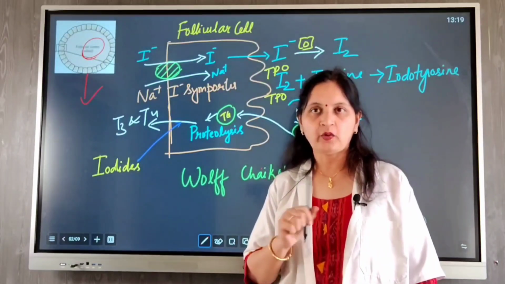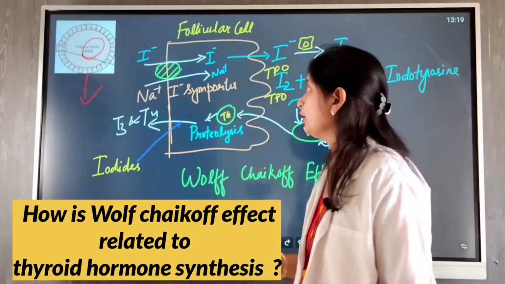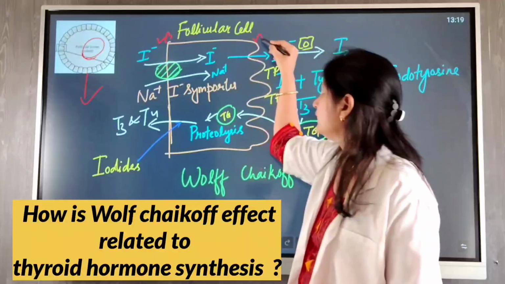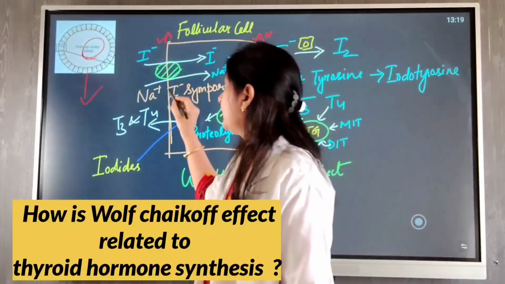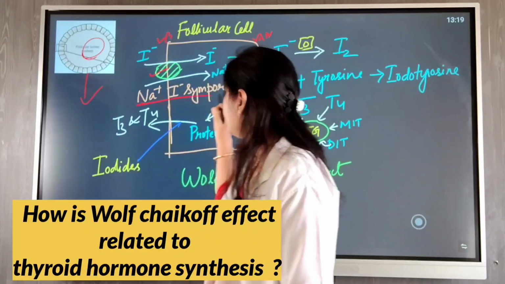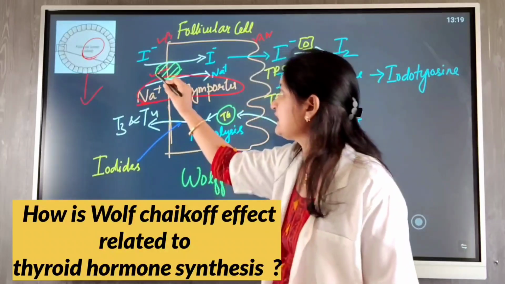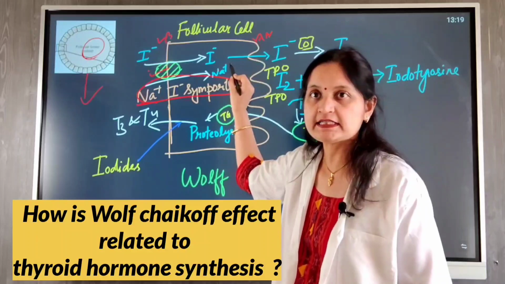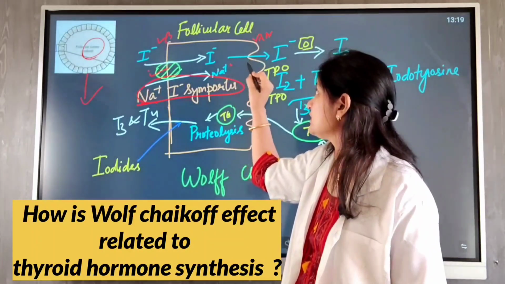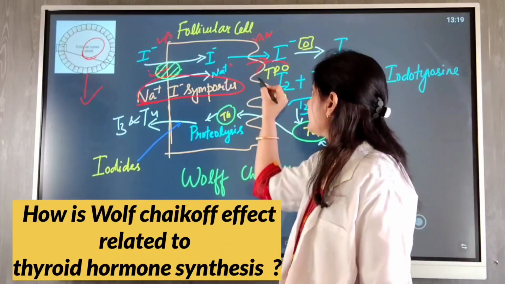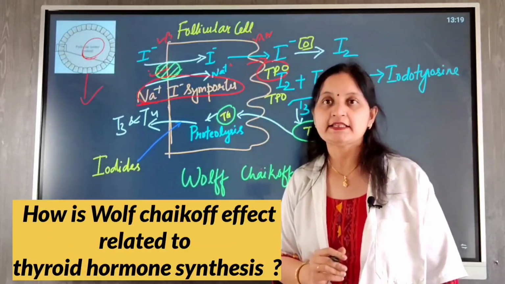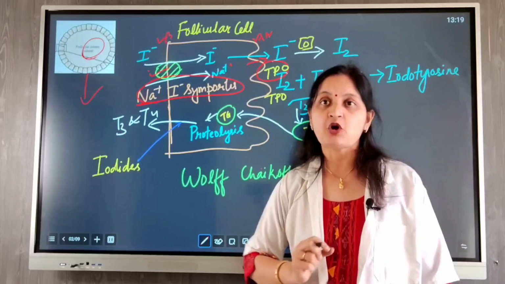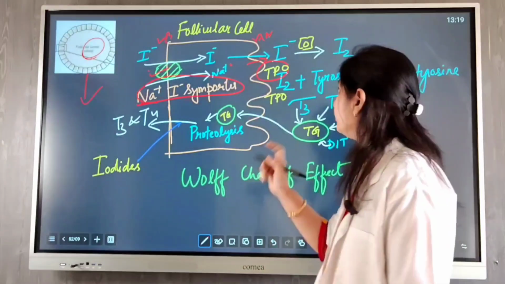Now, a quick recap on the synthesis of thyroid hormone. The follicular cell has a basolateral membrane and an apical membrane. At the basolateral membrane, there is a transporter known as the sodium iodide transporter that facilitates the entry of iodide into the cytoplasm of the follicular cell. Once the iodide reaches the apical membrane, there is the thyroid peroxidase enzyme. Thyroid peroxidase is anchored to the membrane and it catalyzes the oxidation of iodide to iodine.